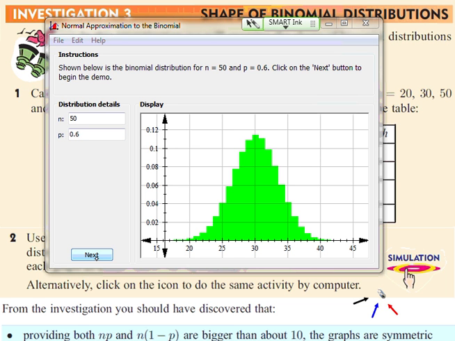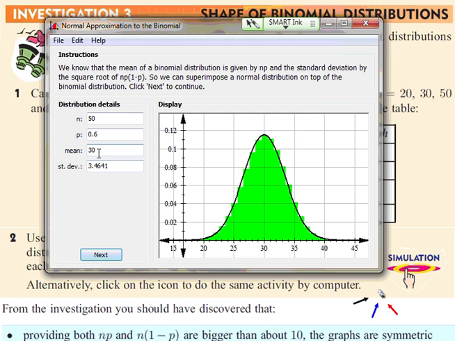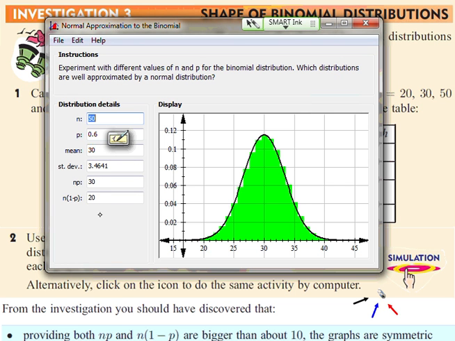Now if you hit the next button here, it'll then work out the mean. Once again, n times p, so 50 times 0.6 will give us 30, and the deviation is the square root of n times p times q, and that's been worked out for us here. So there's our np, there's our n times q value there.